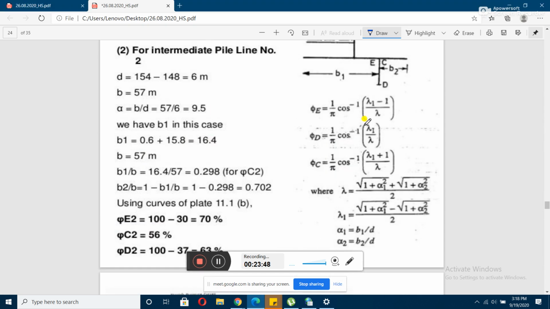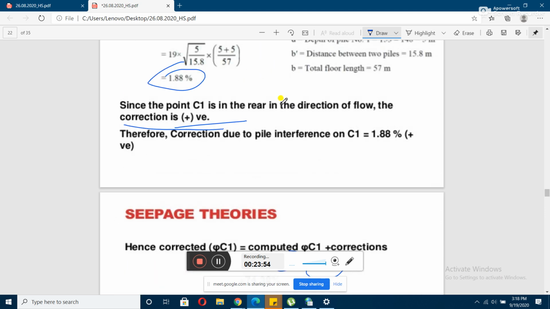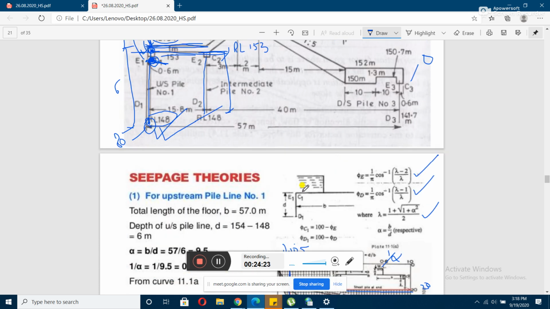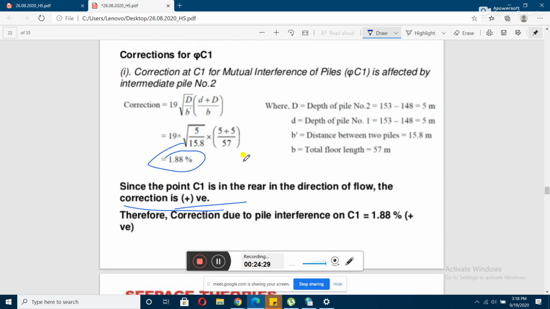So next part is for the intermediate pile line number 2. For this particular part we will be doing the analysis for E2, C2 and D2. You have seen that these are given by formulas. Firstly alpha 1 and alpha 2 have been found out, then from that we have found out lambda, lambda 1 and lambda 2, and from that we can easily get the value through a mathematical approach. Like in this case we have done this particular formula, so here also we can use the mathematical approach.